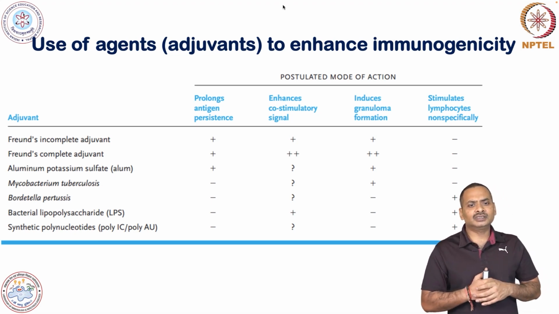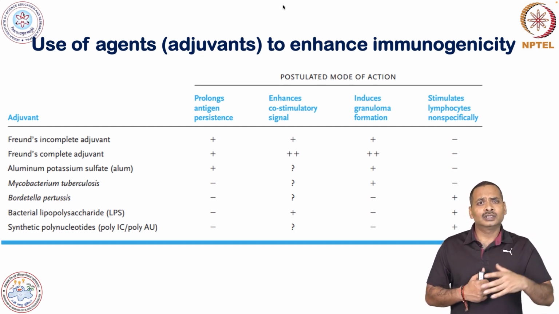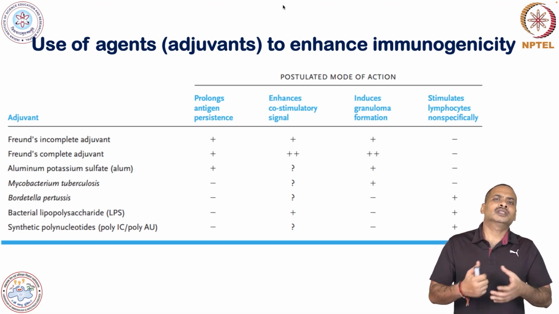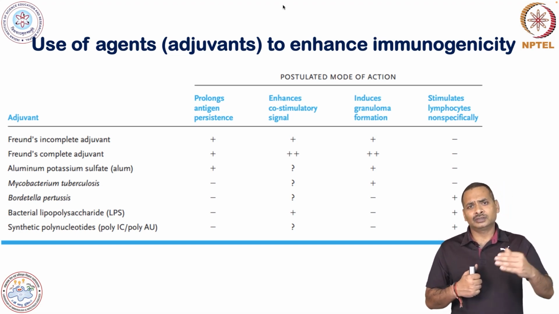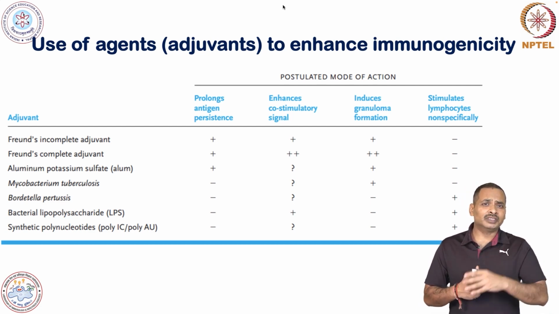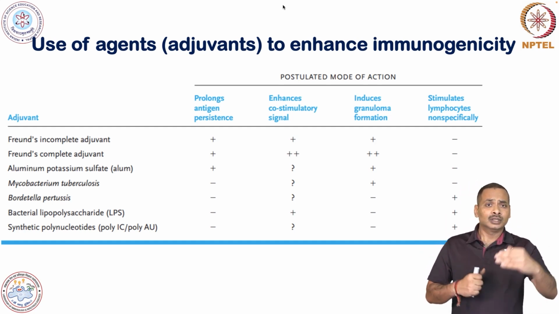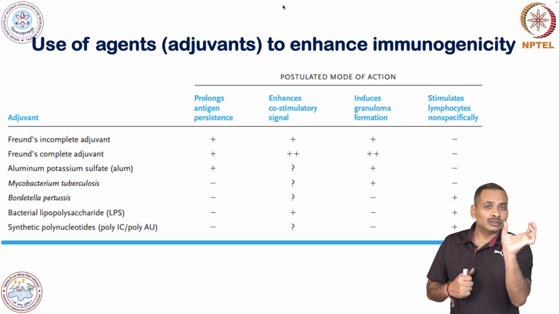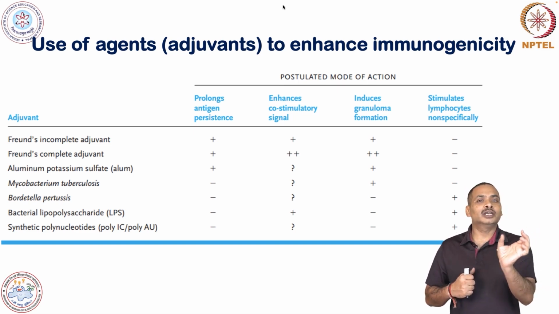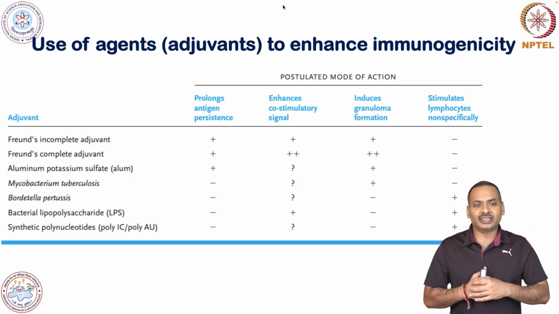People use Mycobacterium tuberculosis, but I do not know where else it is used; we use it in the case of Freund's complete adjuvant. Bordetella pertussis is also hypothesized to be used as an adjuvant. Bacterial LPS is also hypothesized as an adjuvant, however this is associated with a lot of toxicity, so that is why it is not used. But recently there is one component of LPS, MPLA, monophosphoryl lipid A. This component is proposed to be used as an adjuvant, and it does not have toxicity.